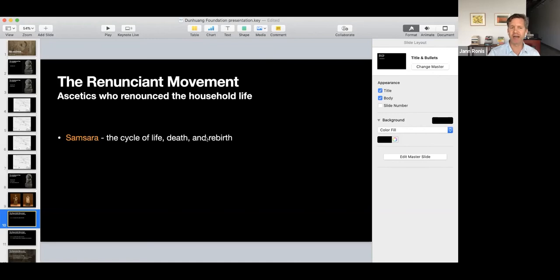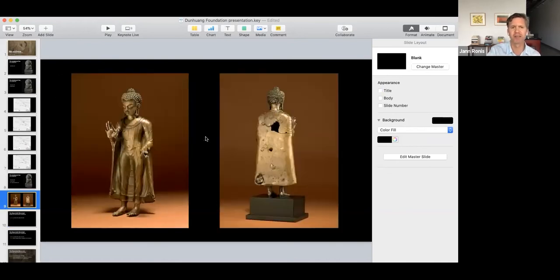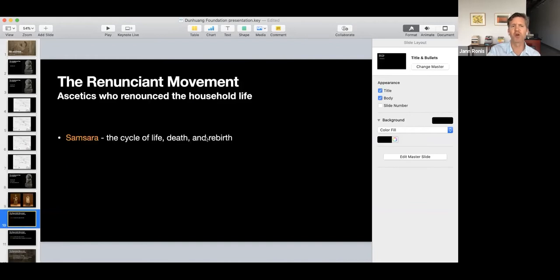They thought that the cycle could be broken by a couple of different means, but one of them was renouncing everyday life, leaving your family behind, leaving behind the comforts of fame, sensual pleasure, and so forth, donning robes and living outdoors and begging for food. As you can see, the Buddha there. So samsara, the cycle of death and rebirth.